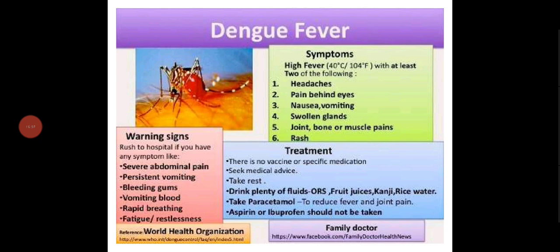Treatment: there is no vaccine or specific medication. Seek medical advice, take rest, drink plenty of fluids, that is ORS, fruit juice, kanji, rice water, anything. Take paracetamol to reduce the fever and joint pain. Aspirin or ibuprofen should not be taken.